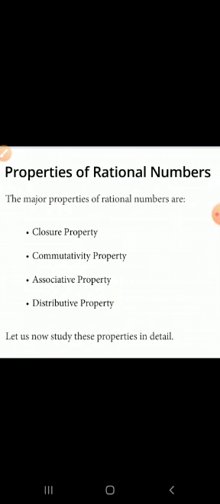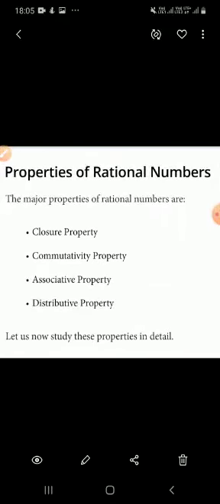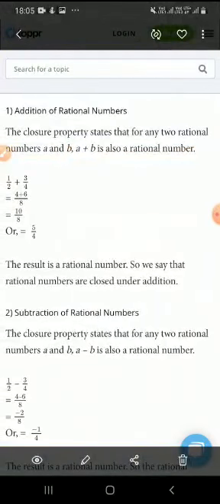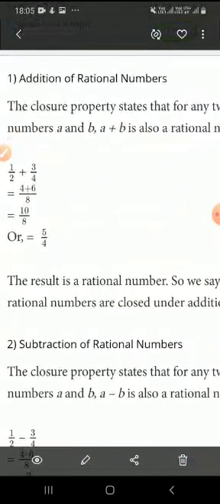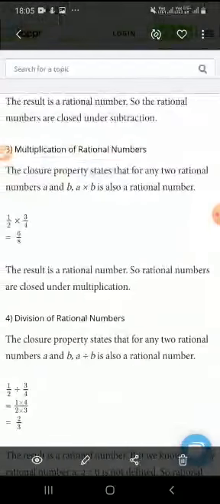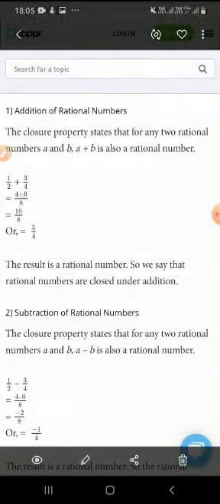And one thing here, that all these properties we are going to apply for 4 operations. 4 operations, that is addition, subtraction, multiplication and division. So closure property, for example, we will study for all the 4 operations: addition, subtraction, multiplication and division. Same is true for other properties also. Let us proceed to the first, the closure property. As I told you, we are going to study it for addition, subtraction, multiplication as well as division. So let us see the first operation, that is addition.